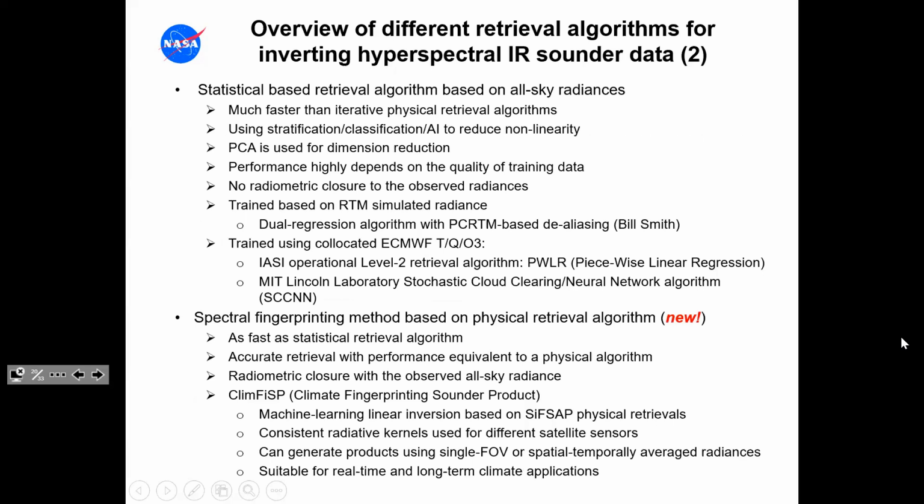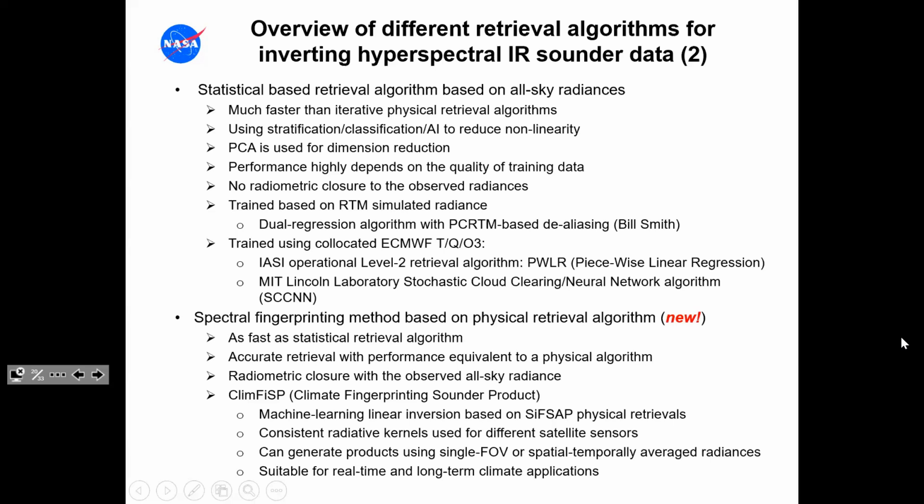Okay, so there are 2 issues with that. One is it's not a linear problem. The radiative transfer equation is highly nonlinear. So the regression will not work globally. So what people do is they have to stratify the atmosphere into different conditions. So by doing that, your retrieval may have some stratification.